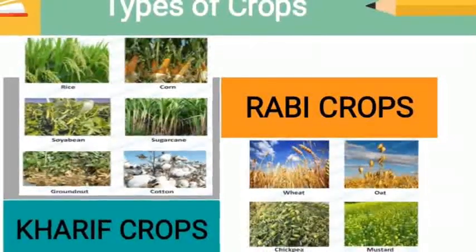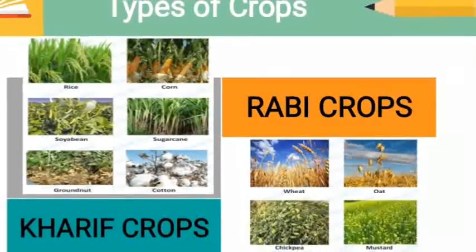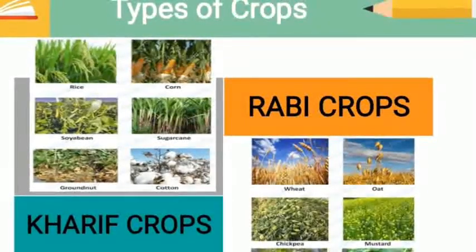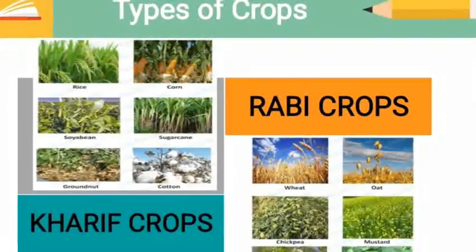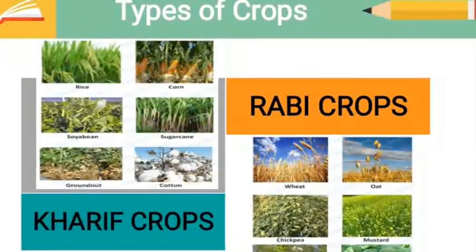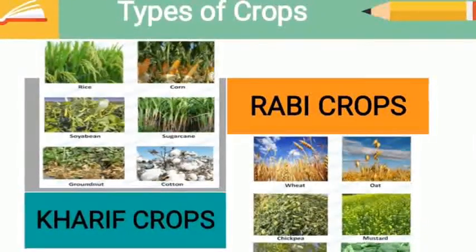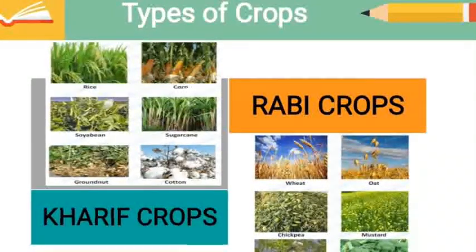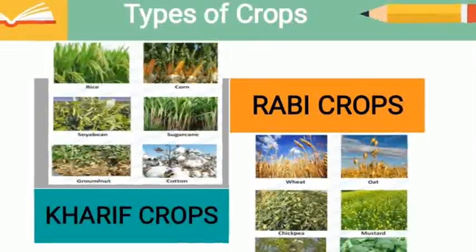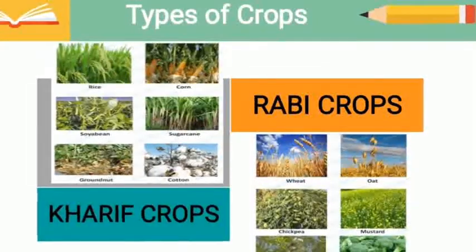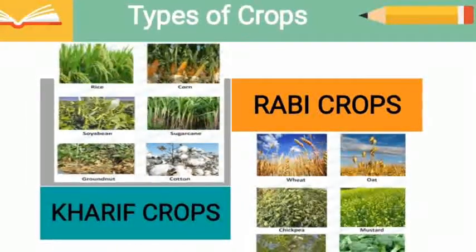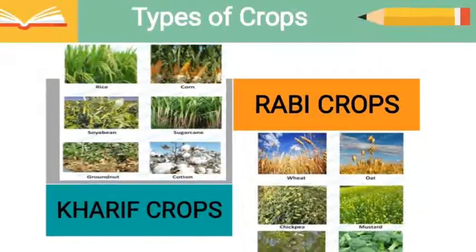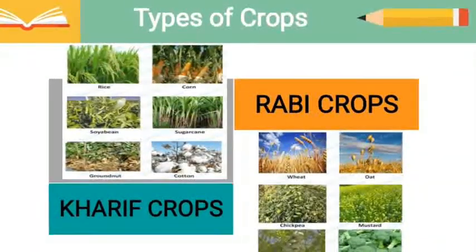It's paddy, that is rice, maize, soya bean, groundnut, cotton. All these are Kharif crops. They are sown in rainy season only, not in any other season. Then we have Rabi crops. Now what do we mean by Rabi crops? Rabi crops are the crops which are grown in winter season, that is October to March. That means they don't require much water, but they require coolness of climate for them to grow properly. And these are wheat, gram, pea, mustard and linseed.